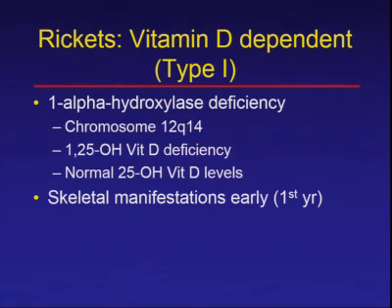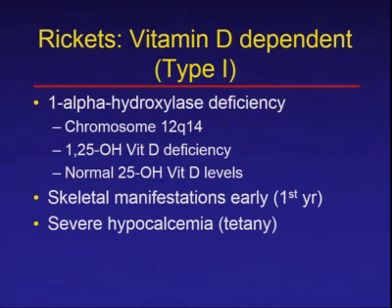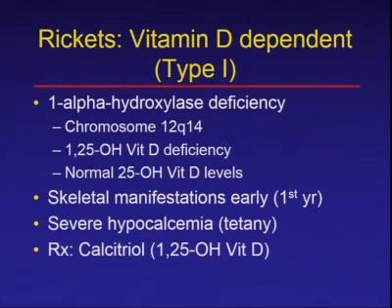Typically, these patients have very severe rickets. Manifestations are very early in life. They can have very severe hypocalcemia. Once again, they have zero or very limited enteral calcium uptake, so they have a very negative calcium balance, and they develop a calcium deficiency very rapidly, leading to tetany. Treatment is still very easy. You just give them calcitriol as a supplementation. You bypass the need for the renal activation, and it really corrects their rickets completely.